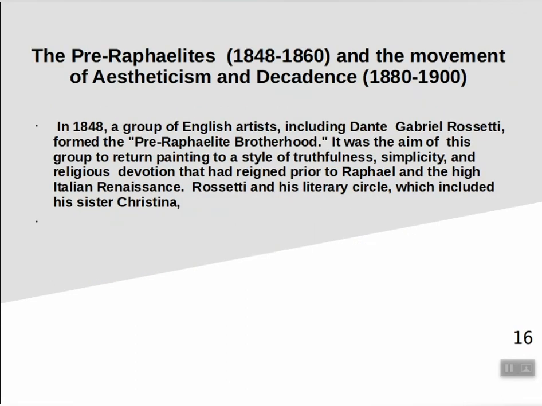Dante Gabriel Rossetti of the Pre-Raphaelite Brotherhood aimed for this group to return painting to a style of truthfulness, simplicity, and religious devotion that had existed prior to Raphael and the High Italian Renaissance. Rossetti and his literary circle, which includes his sister Christina, incorporated this ideal into their literature, and the result was that of the literary Pre-Raphaelites.